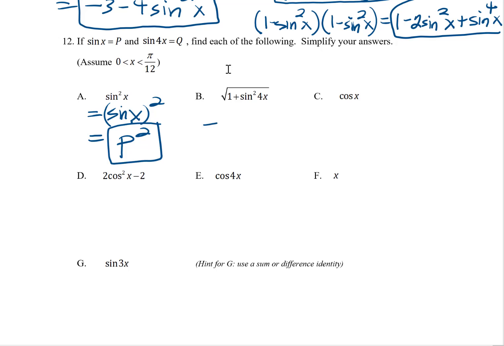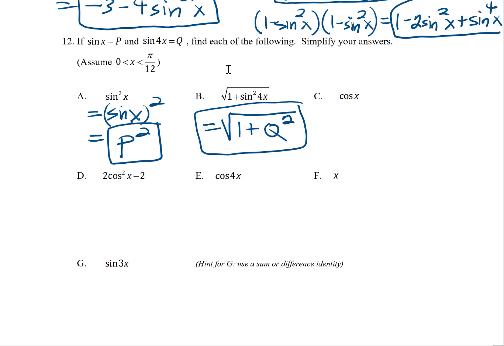How about letter B? I'm supposed to take the square root of 1 plus the sine ratio for angle 4x, all being squared. That ratio, according to the directions, is Q. So take the Q, square it, and again, I'm done. There's no way to simplify square roots of addition problems, and so I'm finished.